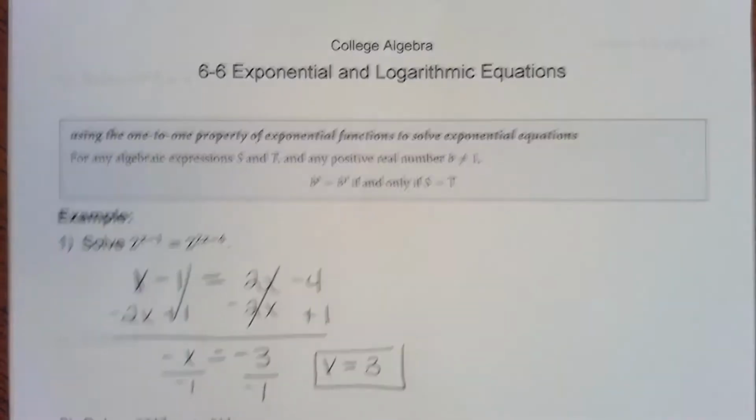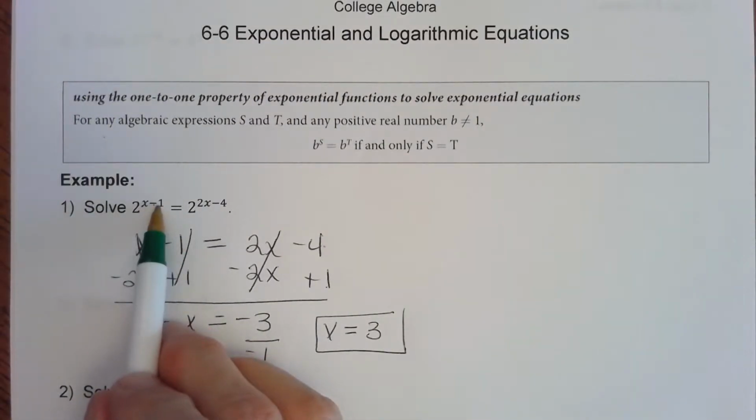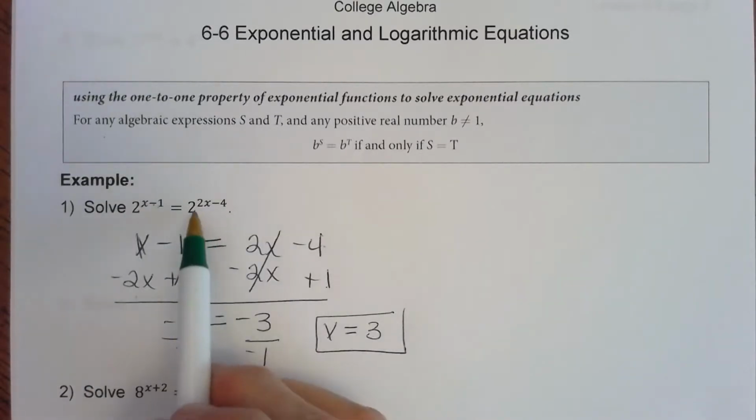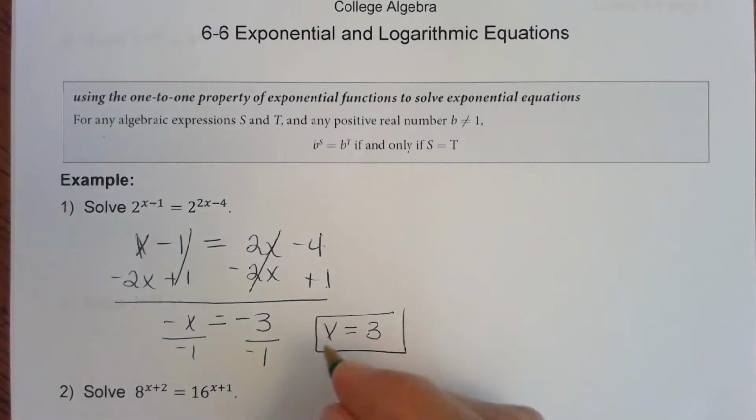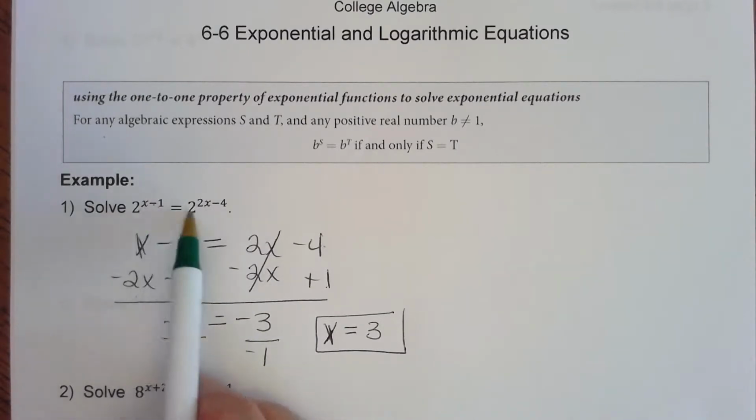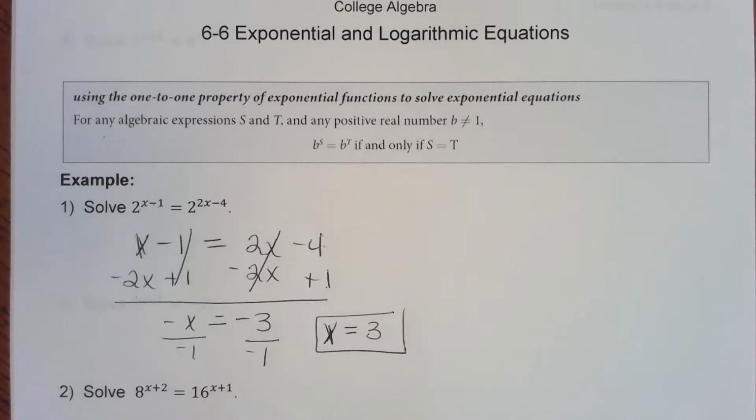Well, let's see if this works. 3 minus 1 is 2. 2 squared is 4. 2 times 3 is 6. 6 minus 4 is 2. 2 squared is 4. So you can go back and check your answer as well. But this is called the one-to-one property. It means if the bases are the same, then the exponents have to be the same.